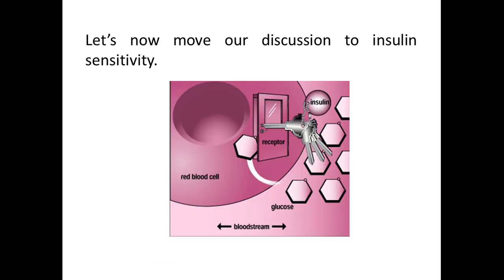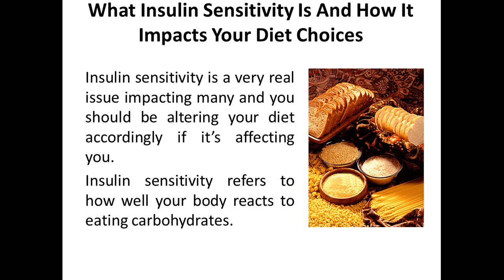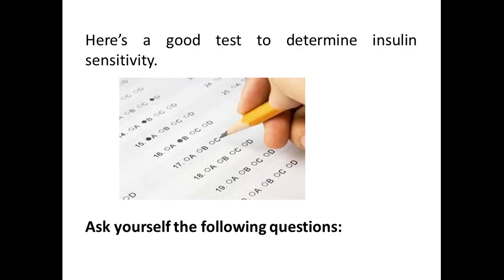So let's talk about some more complex advanced nutrition strategies, and this is insulin sensitivity. What insulin sensitivity is and how it impacts your diet choices. Insulin sensitivity is a very real issue impacting many, and you should be altering your diet accordingly. It's affecting you very dramatically. Insulin sensitivity refers to how well your body reacts to eating carbohydrates. There's a good test to determine insulin sensitivity.